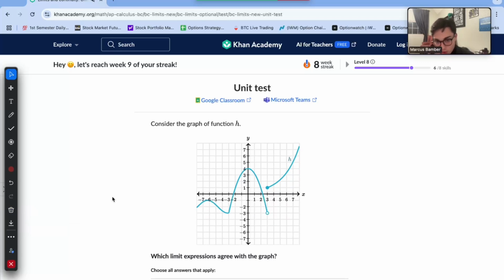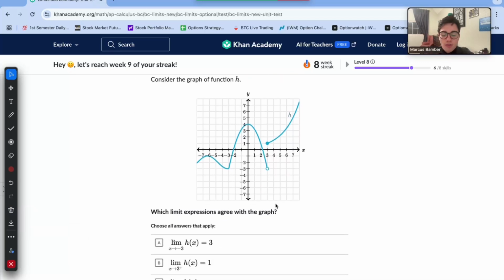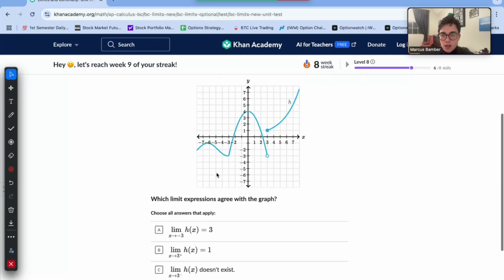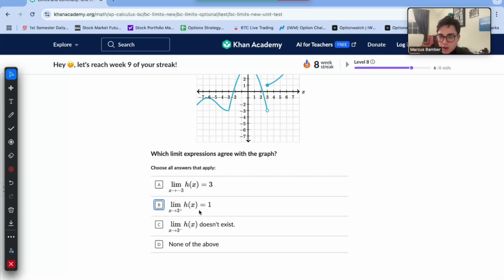Okay, we're going to consider the graph of h and which limit expressions agree with the graph. This is another one where you just go answer choice by answer choice. Start with answer choice A: the limit of h of x as x approaches negative 3. That's this value right here, is equal to 3? No, it's equal to negative 3 on both our left and right side. Answer choice A is not correct.